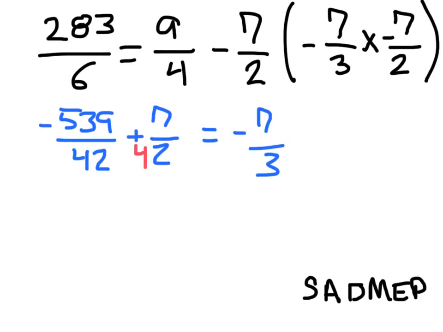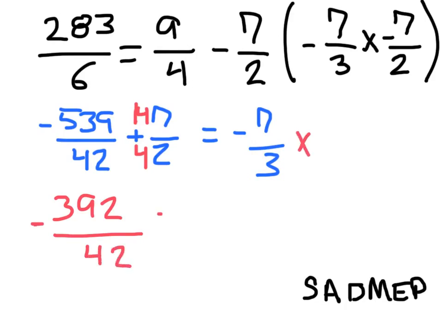Remember, when adding and subtracting, we need like terms, and for fractions, like terms need common denominators. So the least common denominator for 42 and 2 would be 42. So we didn't need to do anything to get -539 to 42. But to get 2 to 42, we multiplied by 21. And so we need to do the same to the numerator. So 21 times 7 is 147. Negative 539 over 42 plus 147 over 42 is 392 over 42, and don't forget the negative. And that again is equal to negative 7/3 x.